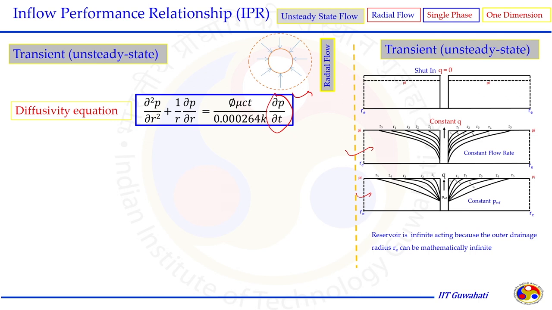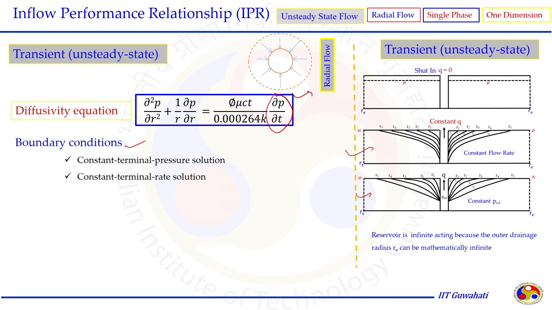And then the boundary conditions are not as simple as for the pseudo steady state case, where del P by del R at R equal to RE was constant. Hence a much higher mathematical approach is required to solve this diffusivity equation for the transient flow condition, and the boundary conditions need to be considered to solve it.